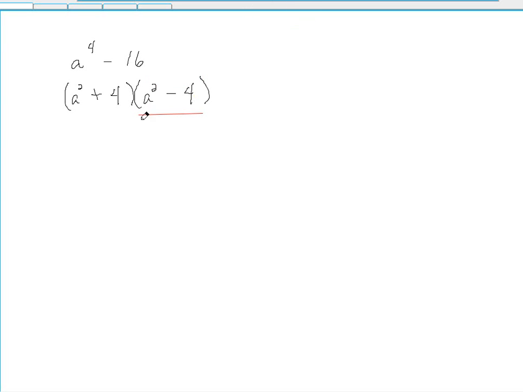It's not going to accept the answer if you just type this in. It won't take it. And you cannot forget this first factor. It won't accept the right answer if you leave this factor out in the end. So we're going to take that second factor, a squared minus 4, and factor it again.